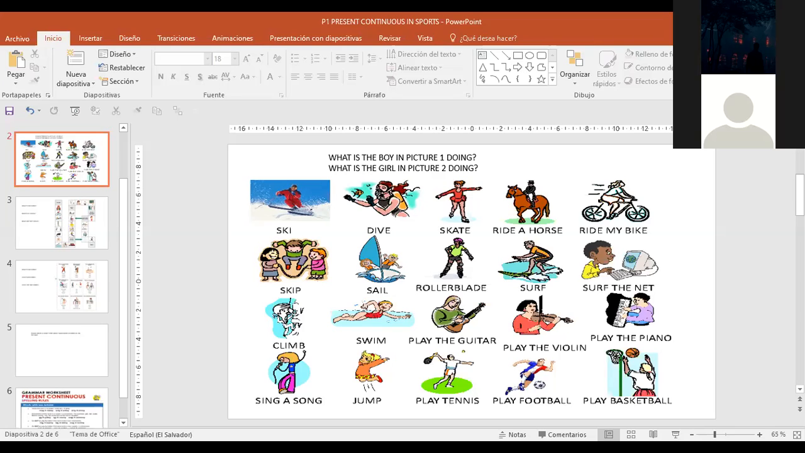Ahora cambien de rueda. Eric. Okay, Eric, now you ask. What is the boy in picture four doing? He is surfing. Okay. Next question. Okay. What is the boy in picture five doing? He is surfing the net. Okay, very good. Thank you, team. Congratulations. Good job. Okay, now it's the turn for Tati's team.